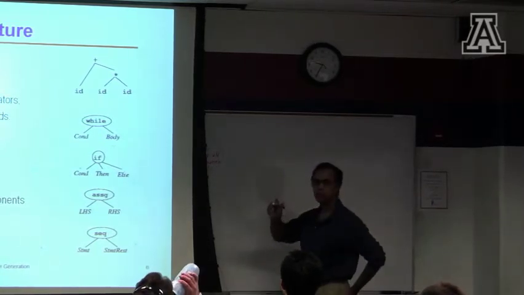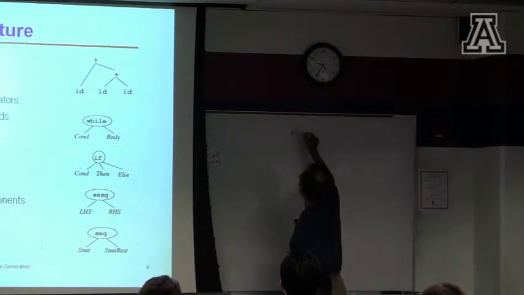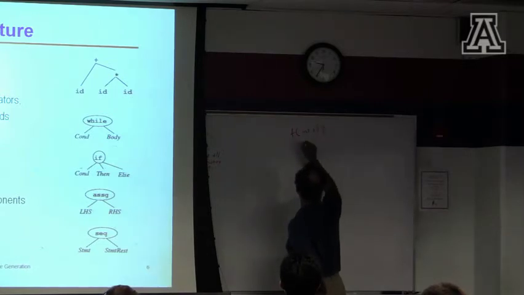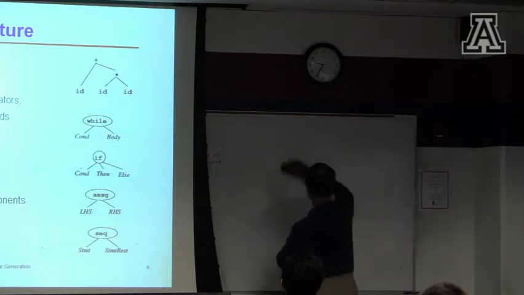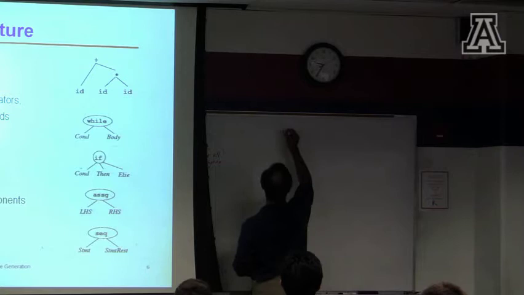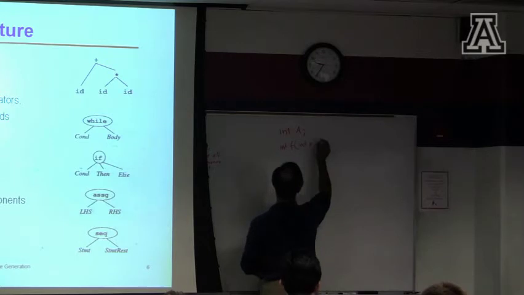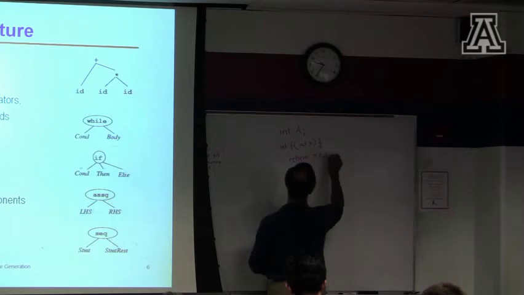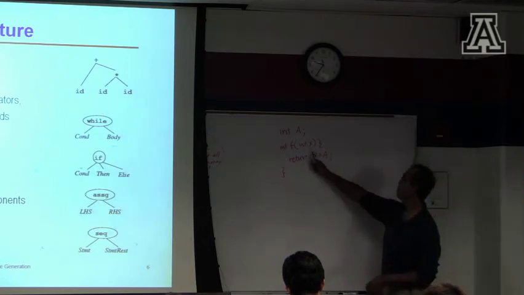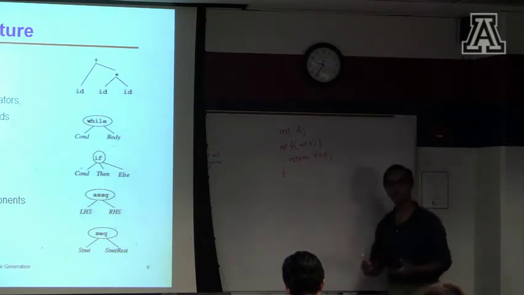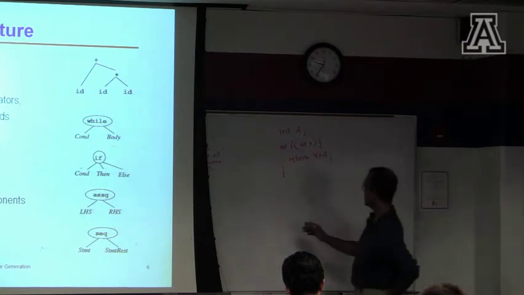Actually, let's go ahead and do an example. Sorry, let's try this example. int a, int f, int x, returns x plus a. Okay? So I have a local, I have a global, I have a function, I have a statement. So here's what my symbol table might look like.